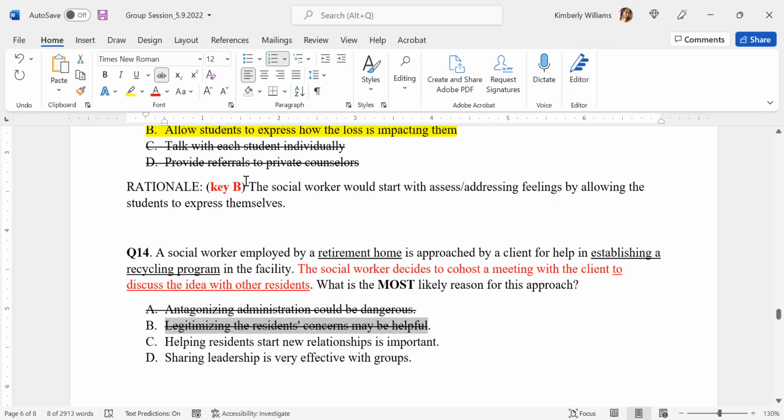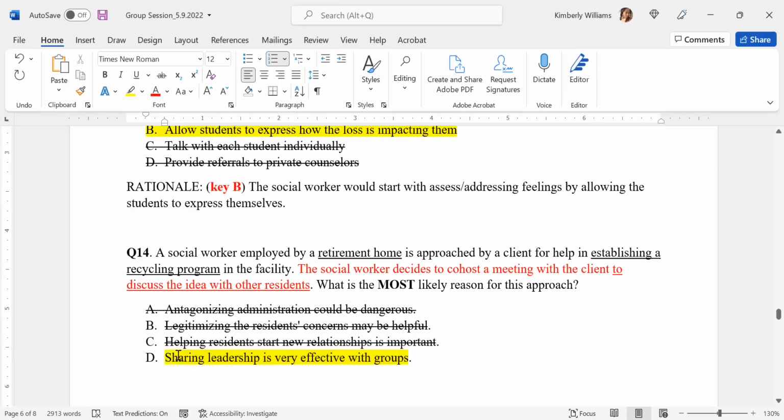Helping residents start new relationships is important. Is that why you're taking that approach? I would say scratch. And what about D? Sharing leadership. Oh, go ahead. She's deciding to co-host the meeting. So that's sharing leadership with the social worker.